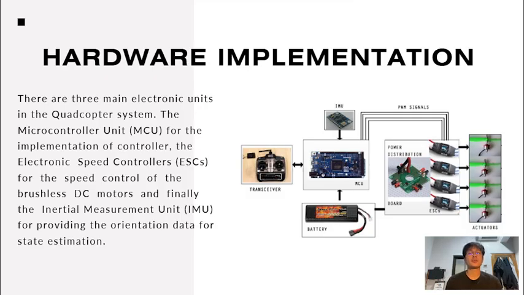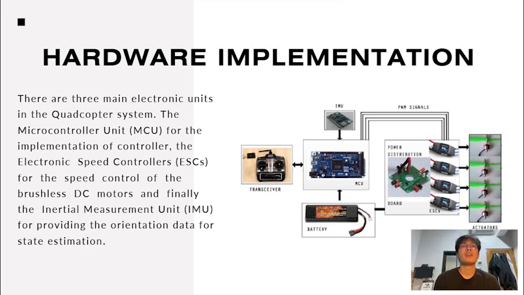Okay, so for the hardware implementation, there are three main electronics units in the quadcopter system. The microcontroller unit, or MCU, for the implementation of the controller, the electronic speed controller, or ESC, for the speed control of the brushless DC motors, and finally the inertial measurement unit, or IMU, for providing the orientation data for state estimation. In the image, we can also see how the hardware devices work with each other.